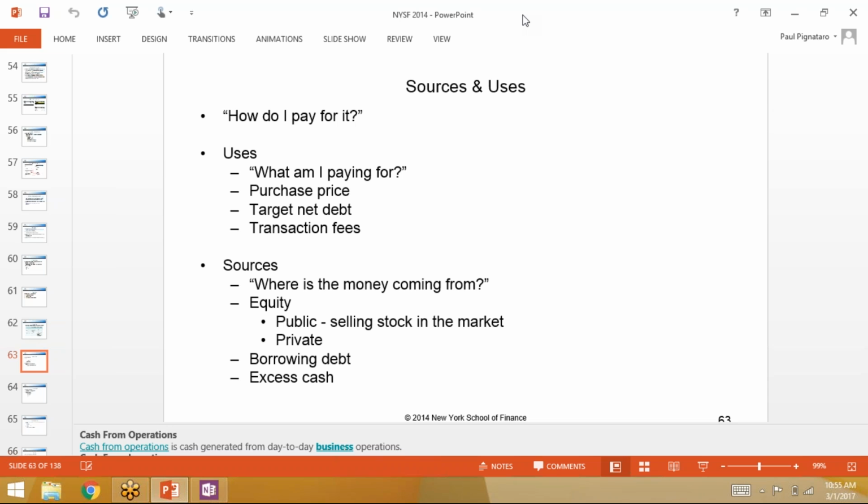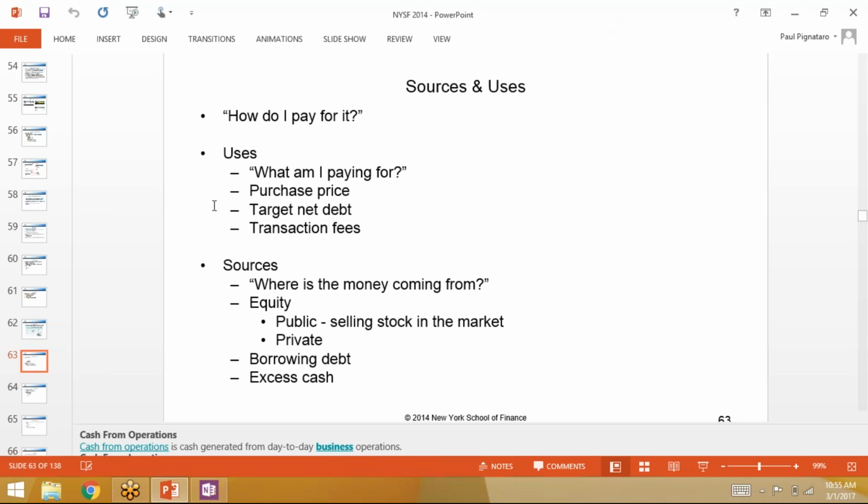So the uses: the purchase price, considering the target net debt, and then transaction fees. You've got to think about fees: banker fees, legal fees, due diligence fees. All these fees have to get added up. You have to pay for all of it as an acquirer. So the total uses of cash is a sum of everything.